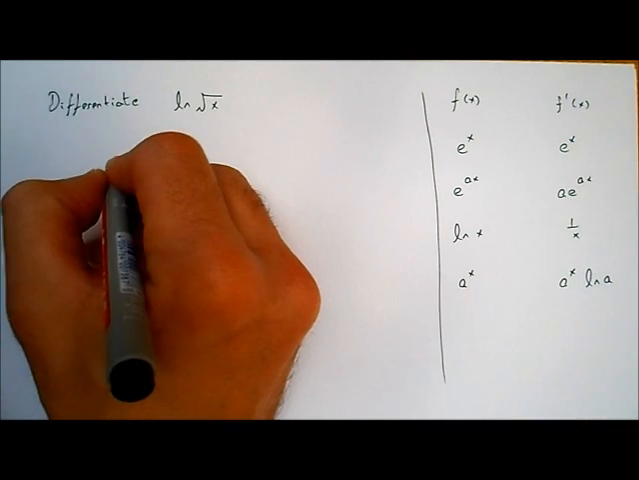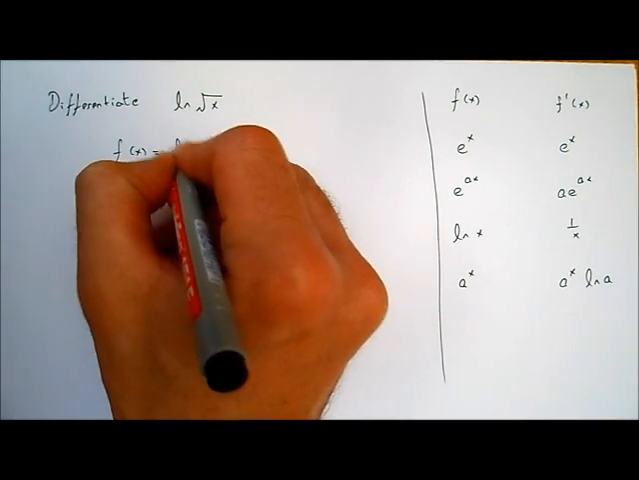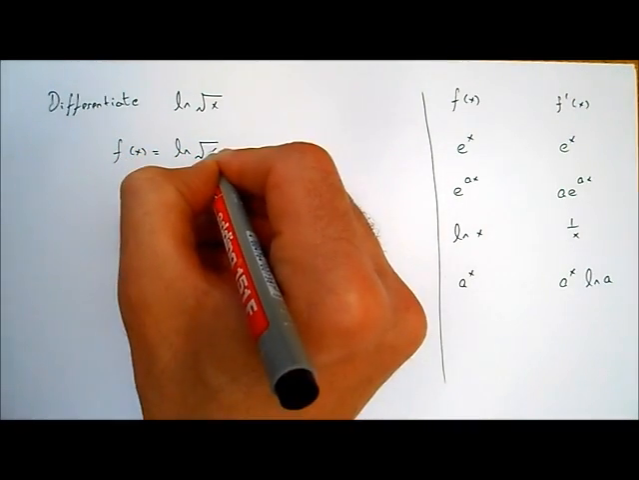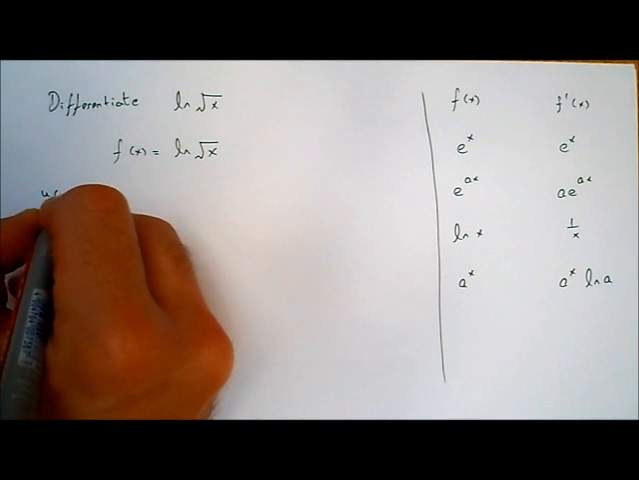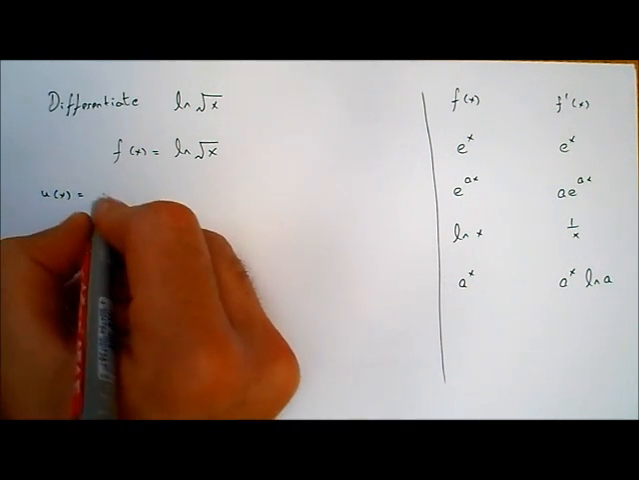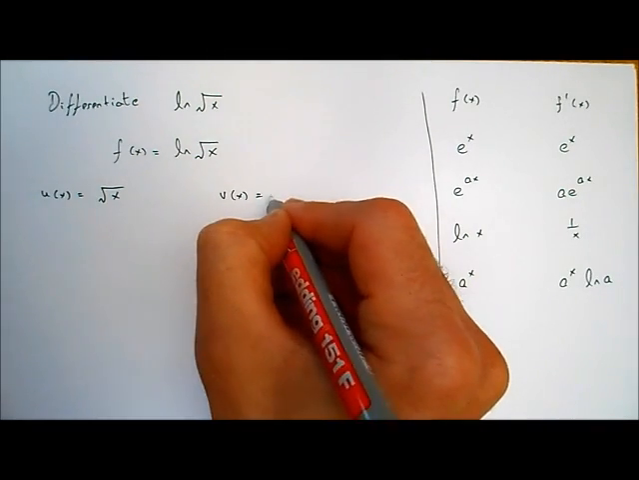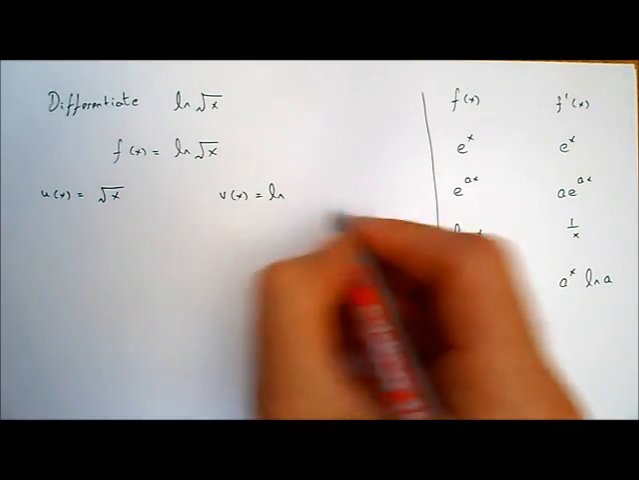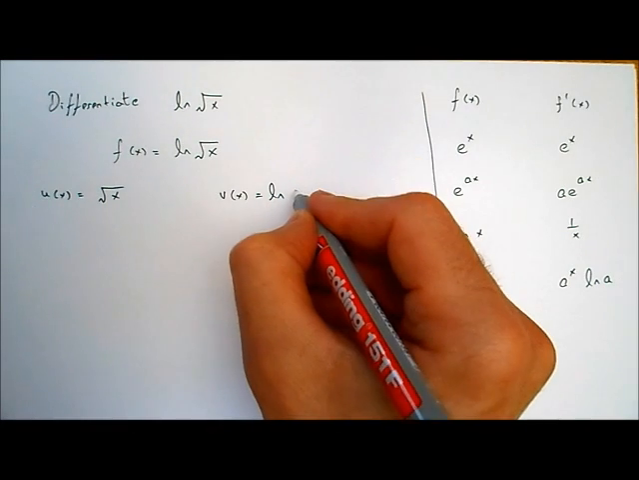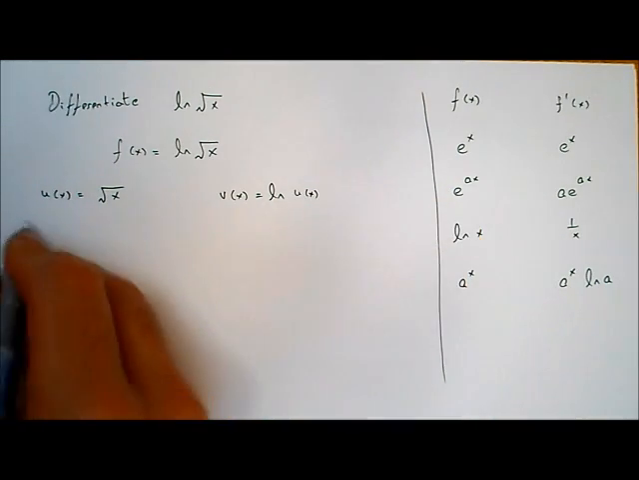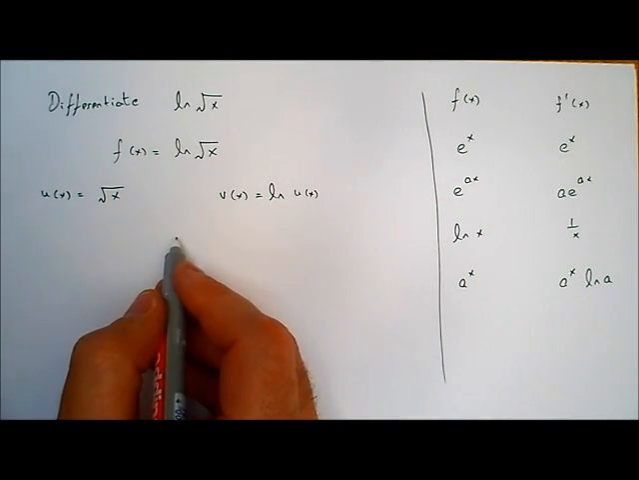So let's start off by writing f of x is equal to ln the square root of x. Our first function, let's call it u of x, is equal to the square root of x. And our second function, let's call it v of x, is the natural log of the square root of x, or the natural log of u of x. So both of these are easy to differentiate.